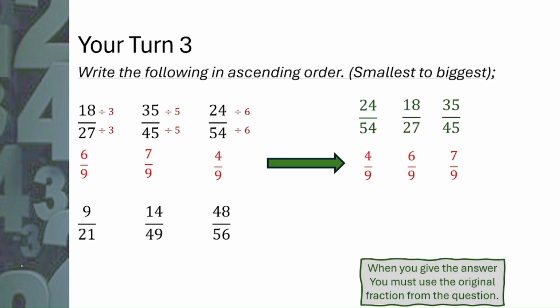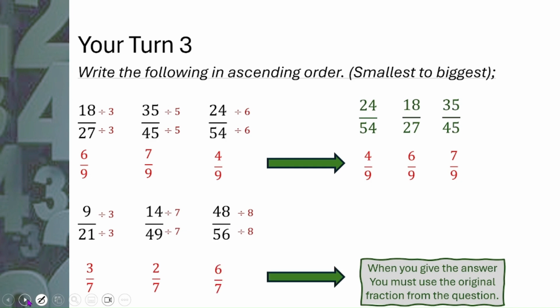Okay, let's take a look at the second question. I am looking at the denominators, they're the bottom numbers. I recognize them from the 7 times table. Since I know that 3 times 7 is going to give me 21, I'm going to divide the first fraction by 3. And I know that 7 times 7 is 49, so I'm going to divide the second fraction by 7. And I know that 8 times 7 is 56, so I'm going to divide the third fraction by 8.